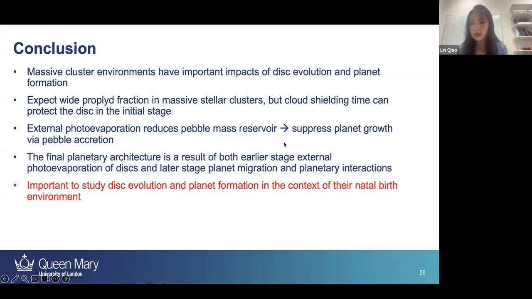So the question of what is a typical shielding time scale for different types of cluster is a very interesting question to study. My upcoming paper would take different stellar clusters with controlled different initial conditions and study how that affects the cloud shielding time for disks in different types of clusters.